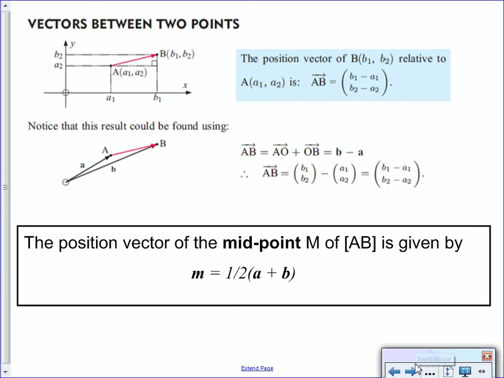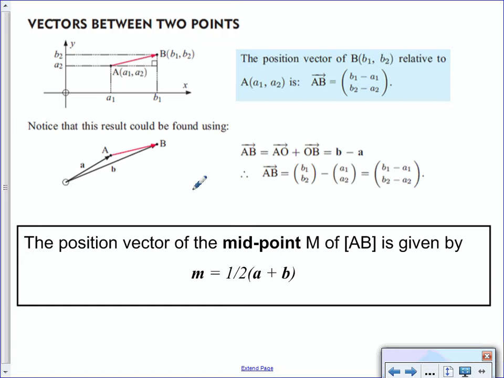Okay. The position vector between two vectors. I think this is also called the displacement vector. Maybe not. Did I get it on that one? Negative vectors. Yeah, we'll get to that one.